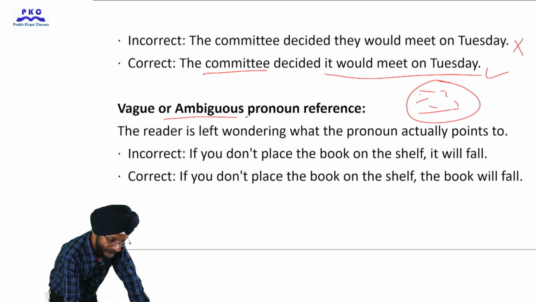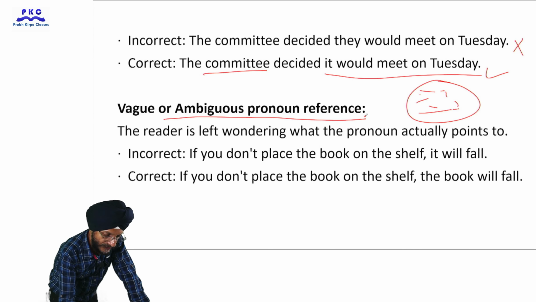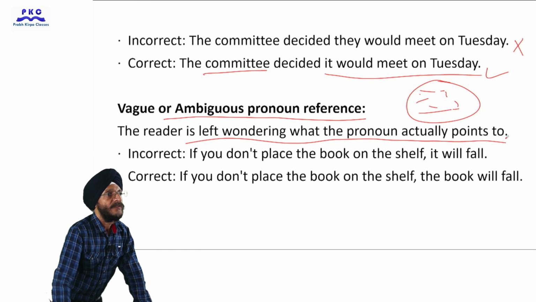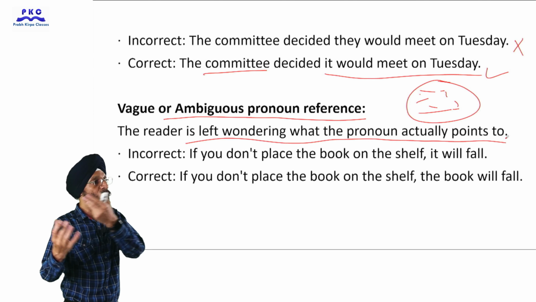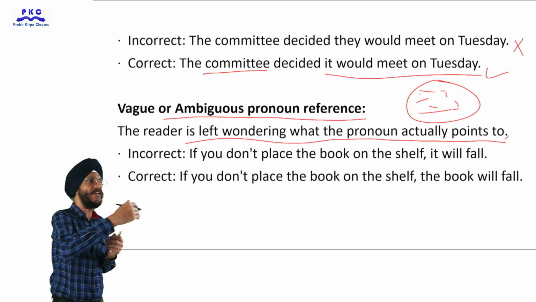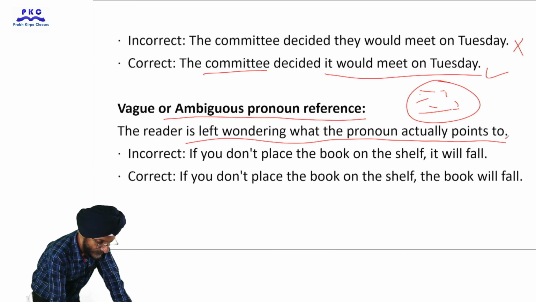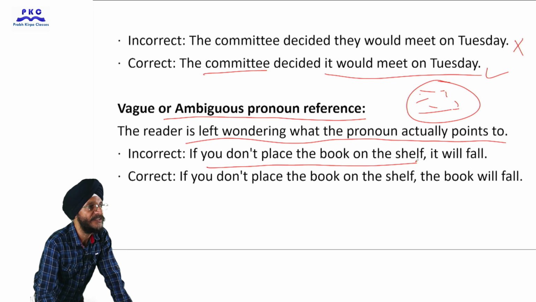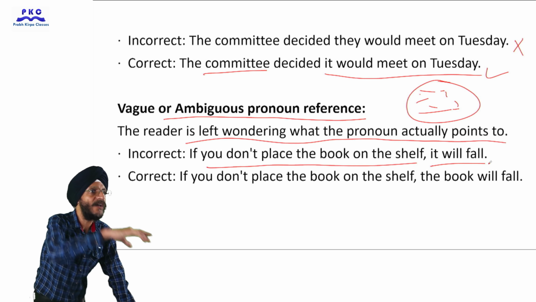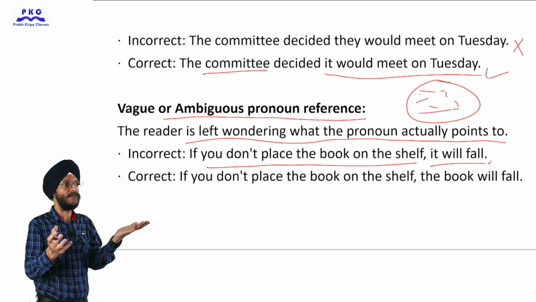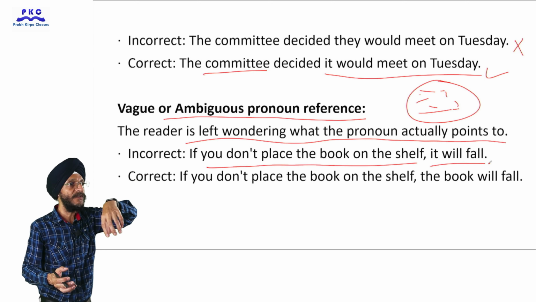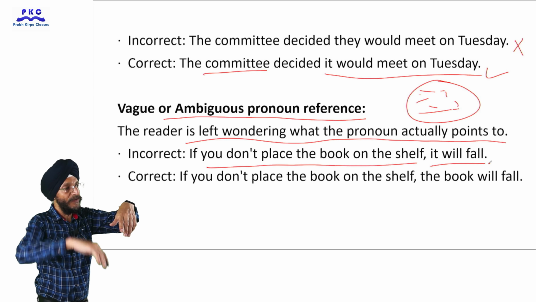Next is vague or ambiguous pronoun reference. The reader is left wondering what the pronoun actually refers to. It means that the pronoun which we are using is not clear as to which noun it is referring. If you do not place the book on the shelf, it will fall. What will fall? The book will fall or the shelf will fall? It is not clear.